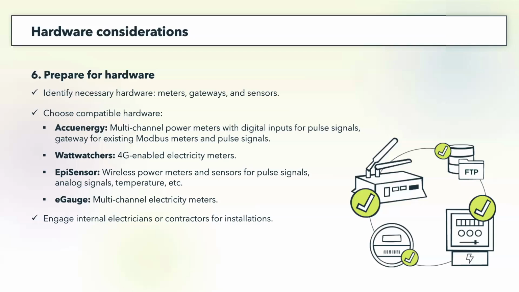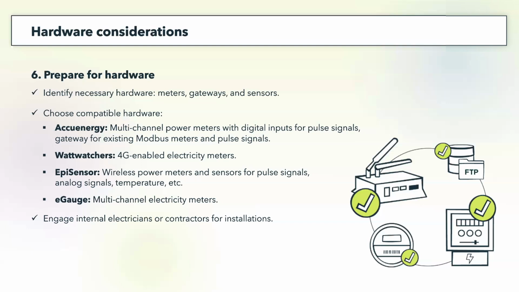Watchers, they are from Australia. They manufacture 4G enabled electricity meters. These can be quite handy when you are working in a building or in a site that is remote. It can also be handy when you need independent access to the internet. So the site is not providing internet access for your devices, right? Devices have a SIM card on board that addresses that issue.